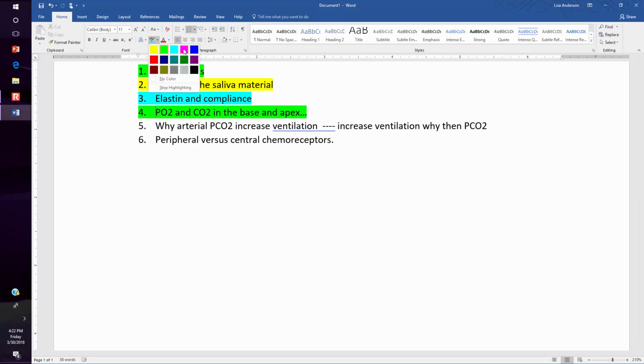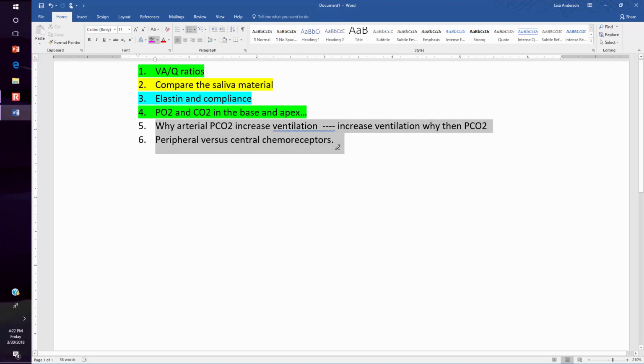now I'm going to do these next two together. So one question is why arterial PCO2 would increase ventilation, and then why would an increase in ventilation decrease PCO2, and what's going on with your peripheral versus your central chemoreceptors. I'm going to do those together. That's the chemical control of ventilation.